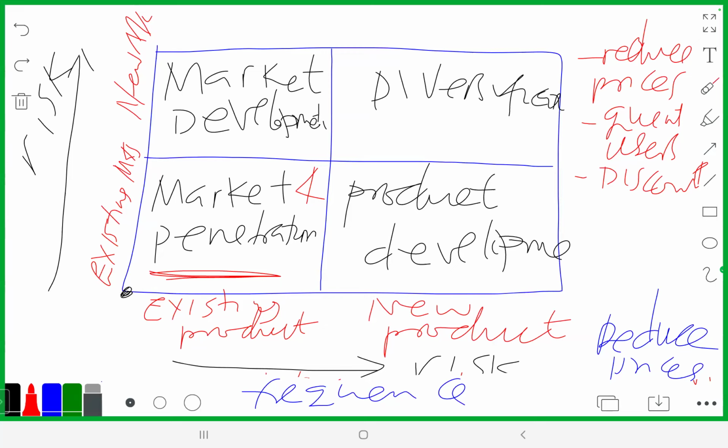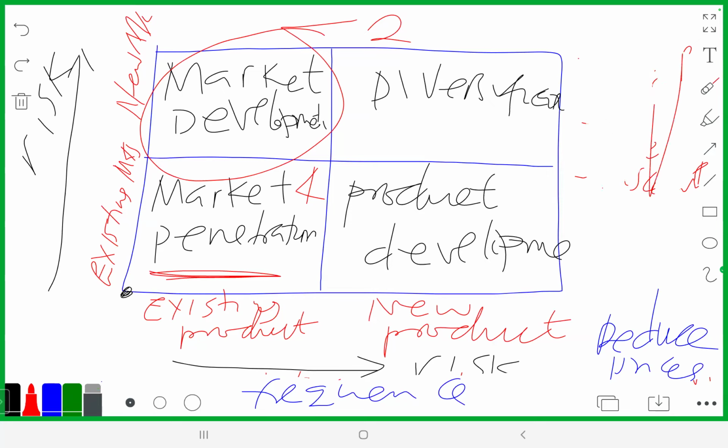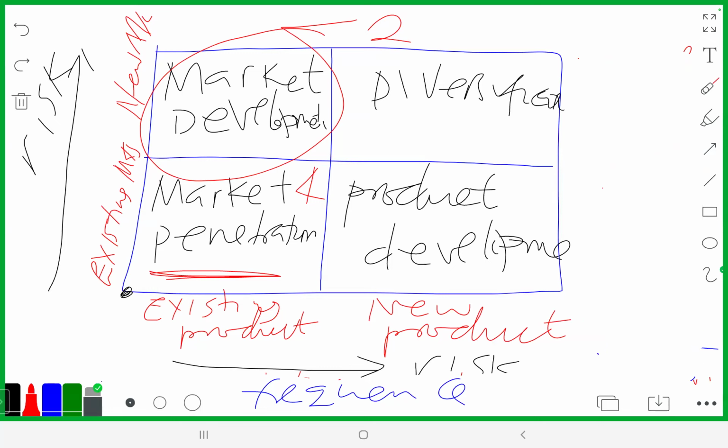Then the second quadrant that you'd go for is market development. Let's move to market development. Number two, what are you going to do when you're developing the market? What's your focus here? What do you do when you want to develop the market? These are the options available.